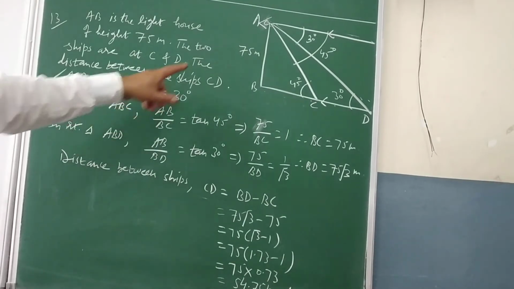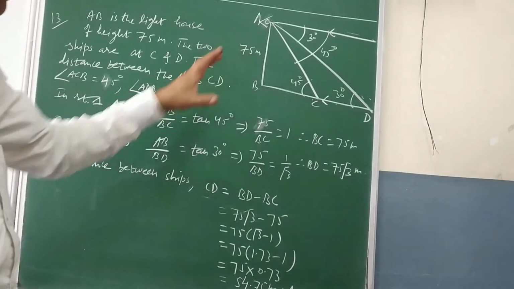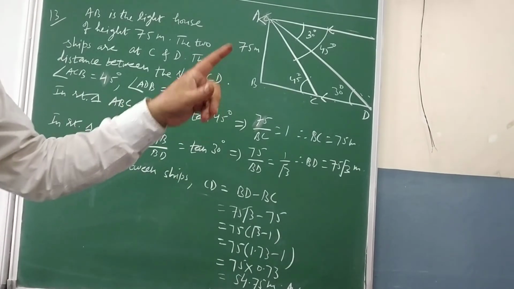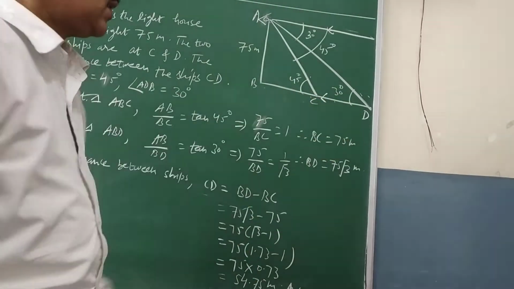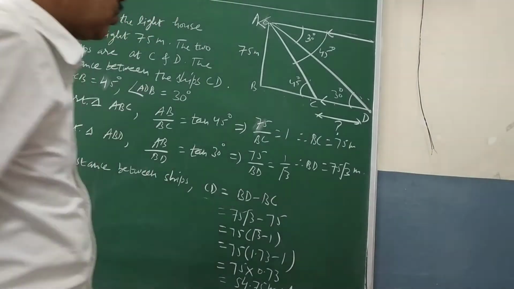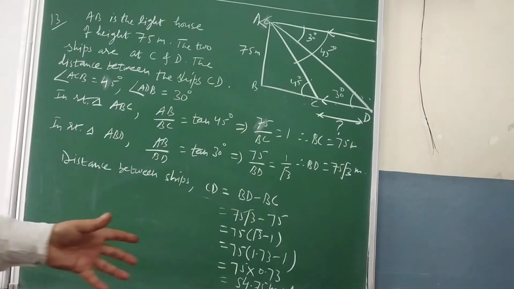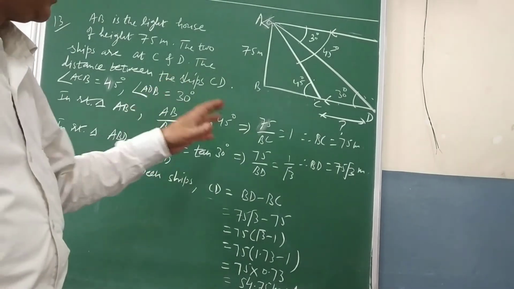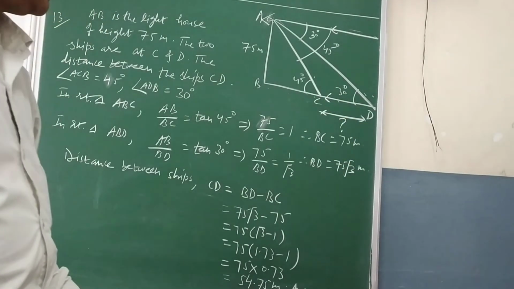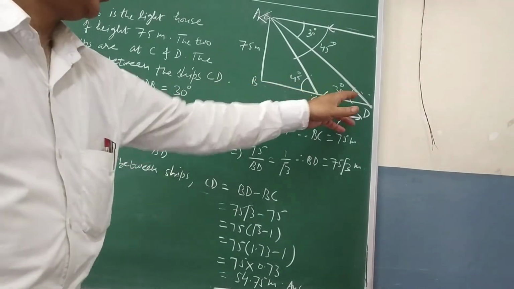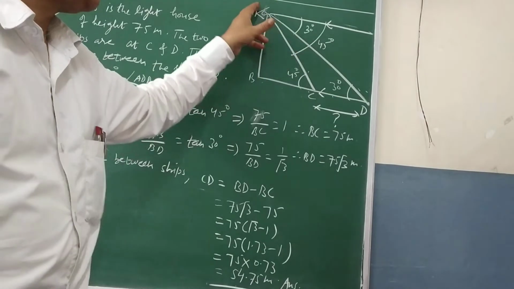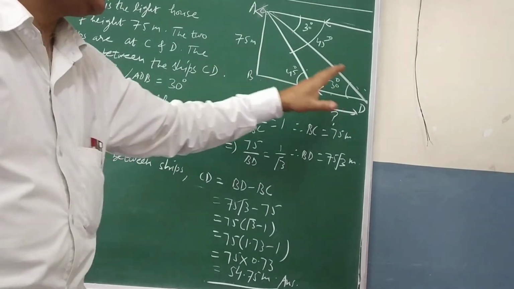Like in triangle ABC, if you see that height is given equal to 75 and we need to calculate the distance between the two ships, that is I said CD. CD I have to calculate here. So to reach at this point, definitely I will require the lengths BD as well as BC. BC and BD I can calculate from these two triangles ABC and ABD.